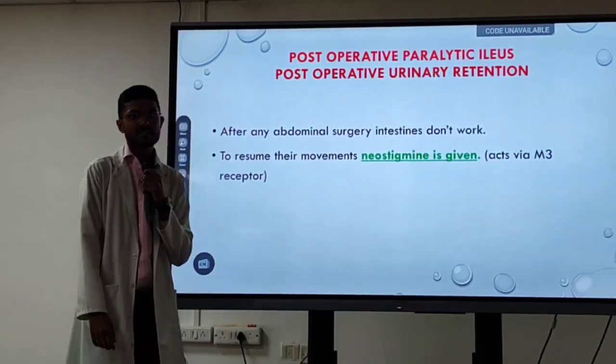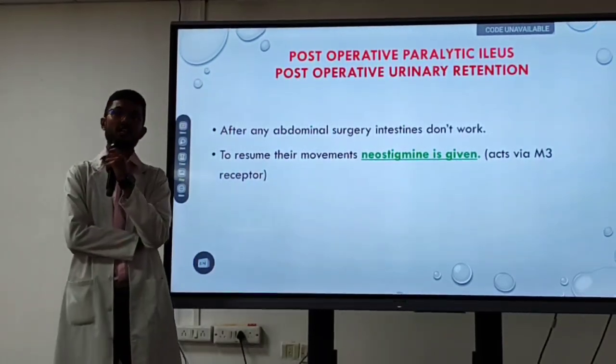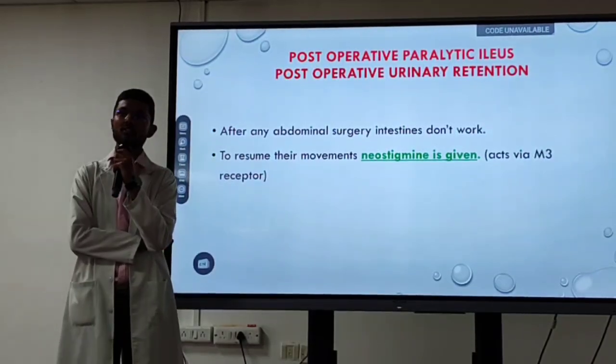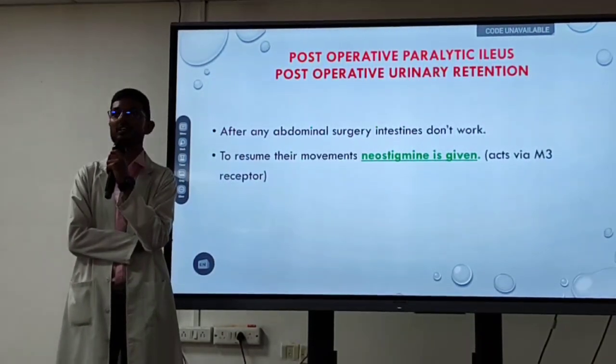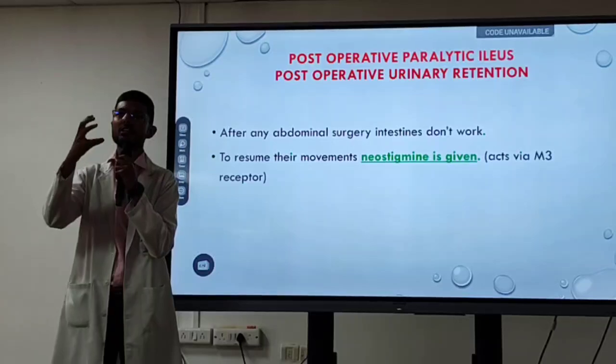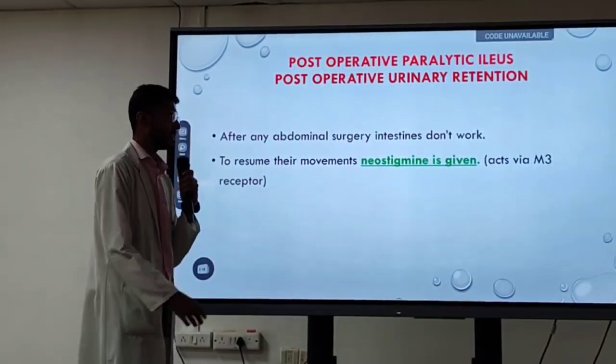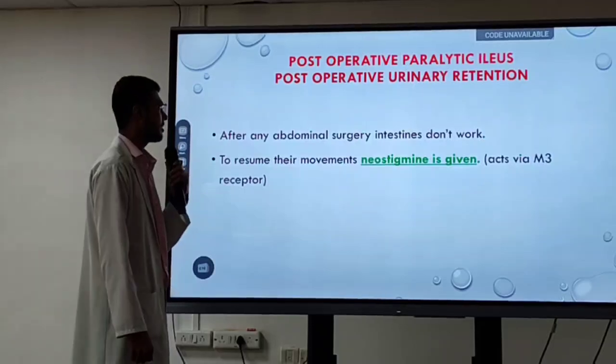Post-operative paralytic ileus and post-operative urinary retention. After any abdominal or urinary bladder surgery, what happens? Intestine and urinary bladder lose their activity of movement. Peristalsis doesn't happen in the intestine. The urinary bladder detrusor doesn't contract.